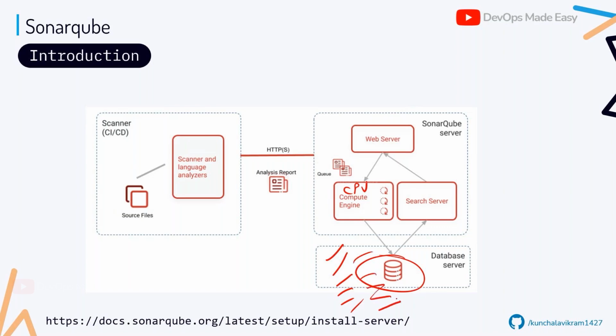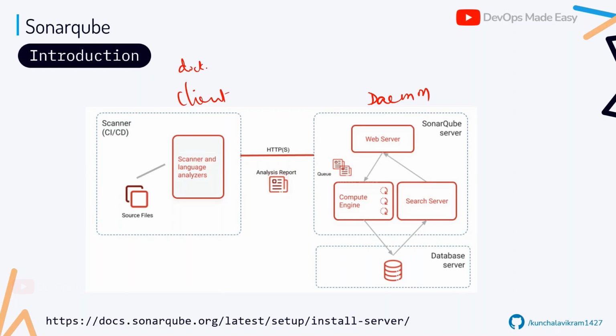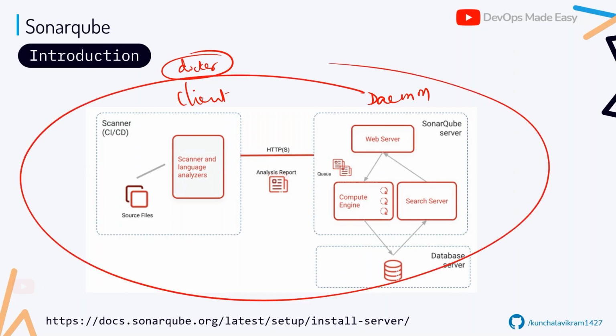This architecture is the same for any sort of software. This is not SonarQube specific. Like if you have Docker, Docker has the Docker daemon, which is basically your server, and you have the client, which is your Docker CLI. Everywhere you have the client server model. In some cases both client and server run on the same machine, just like Docker, where we do docker ps, which will show the running containers.